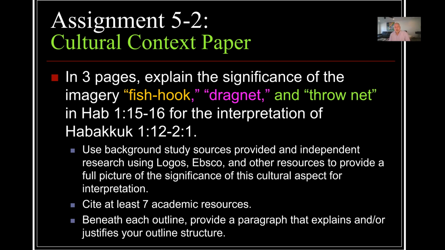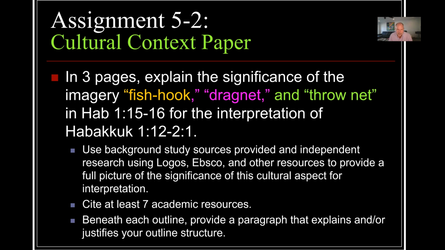So what I was looking for is a paragraph-type three-page paper that goes in depth on fishhook, dragnet, and thrownet, and how those help us to understand Habakkuk. I would have liked to see, but I took off very little if you didn't have it, an expanded, just regular outline, not theological, not homiletical, but just a regular outline of Habakkuk, and how these three terms, fishhook, dragnet, and thrownet, are related or come into play in your outline.